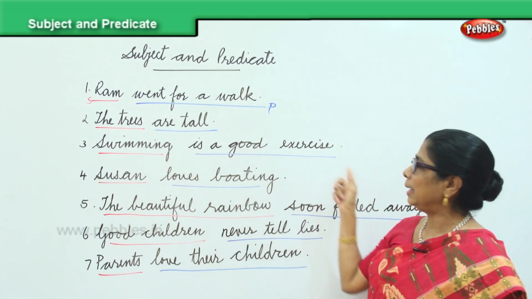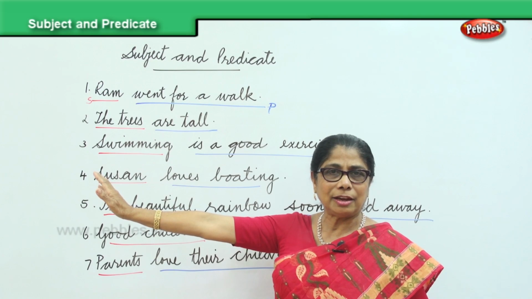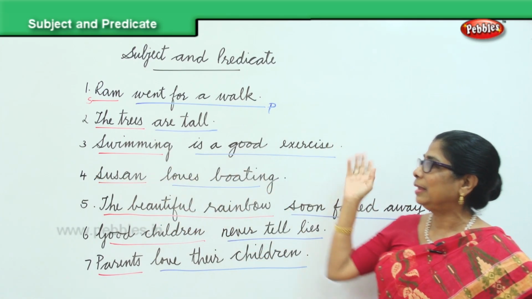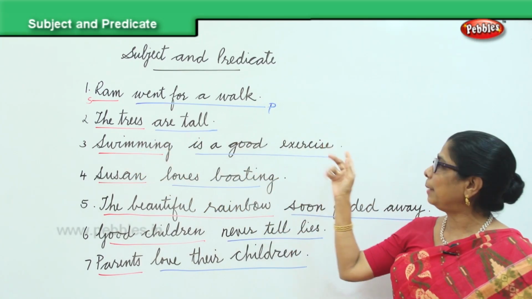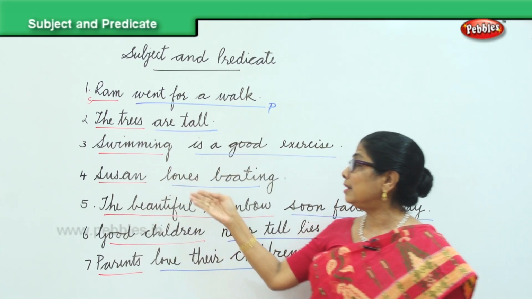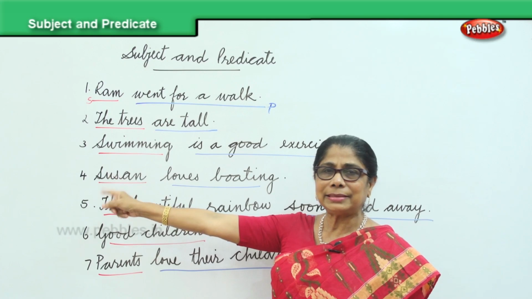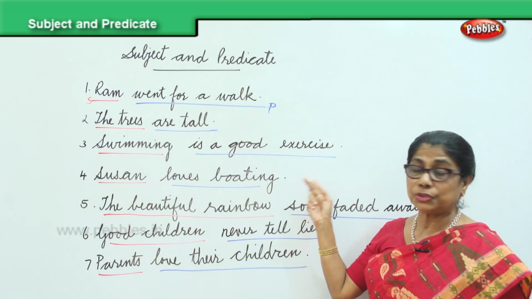Swimming is a good exercise. We are talking about swimming. Swimming is the subject of the sentence. And is a good exercise is the predicate. So the sentence begins with the capital letter S. Here it ends with the full stop. Susan loves boating. Susan is the subject, S capital. Loves boating is the predicate. It ends with the full stop.